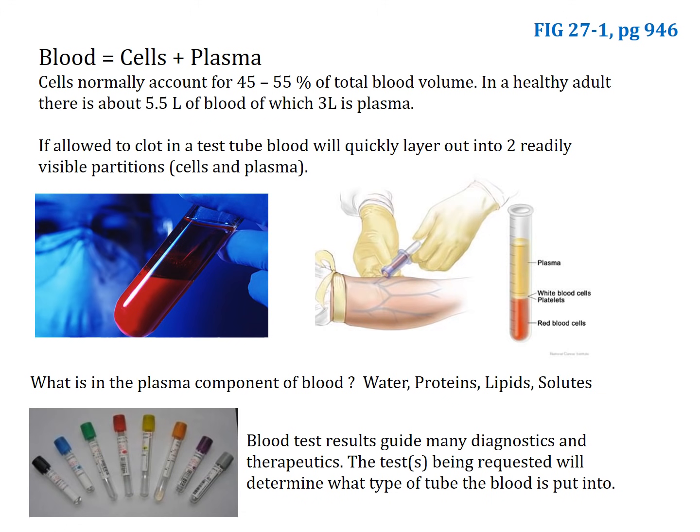It's in plasma then, in the fluid component of blood, that you have the dissolved water-soluble products such as the proteins, the solutes, the lipids, etc. And when you run a blood test, for the most part, what they're doing is they're running it on plasma. A lot of the blood testing is actually run on plasma, particularly when you're looking at dissolved contents in blood.